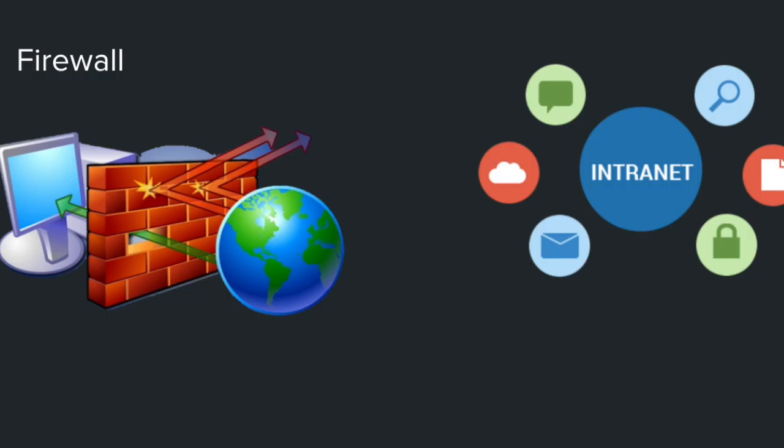All messages entering or leaving the intranet, for example the local network to which you are connected, must pass through the firewall, which examines each message and blocks those that do not meet the specified criteria. In protecting private information, a firewall is considered a first line of defense.